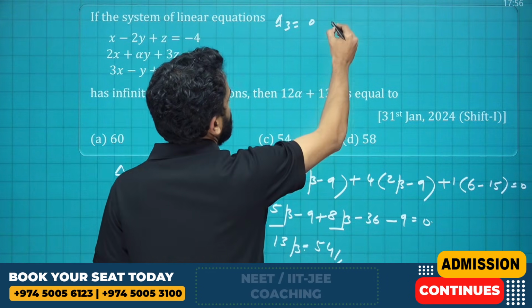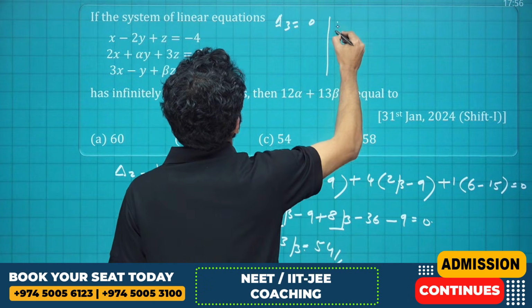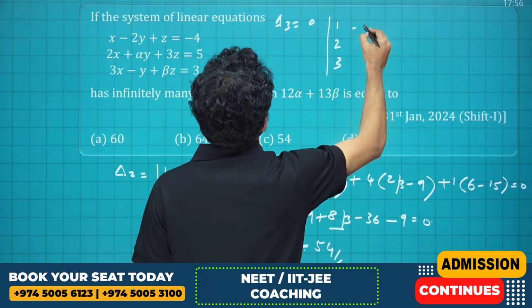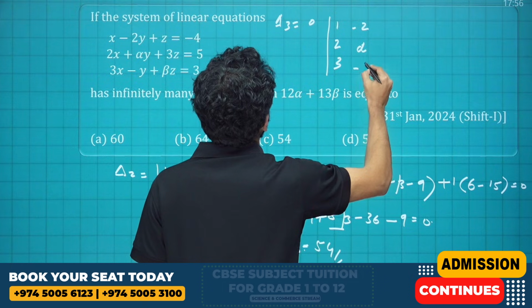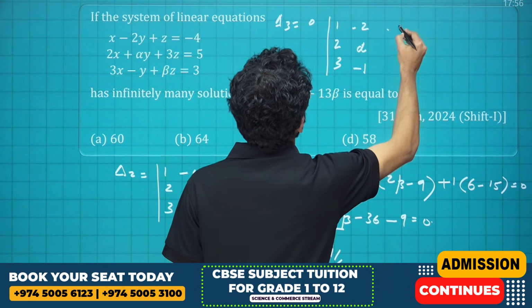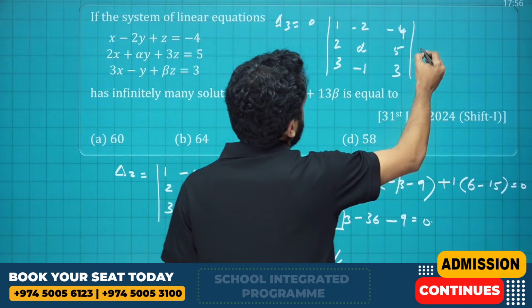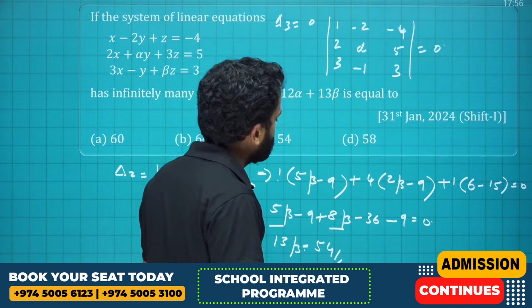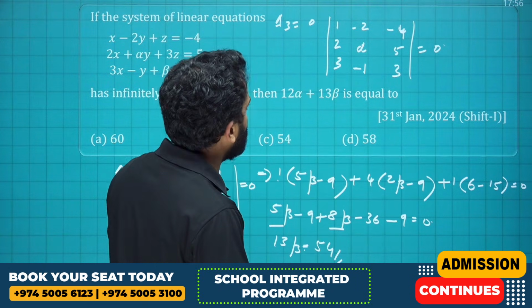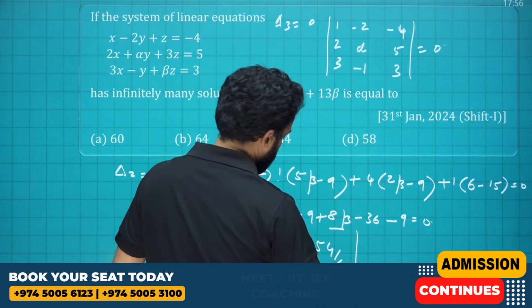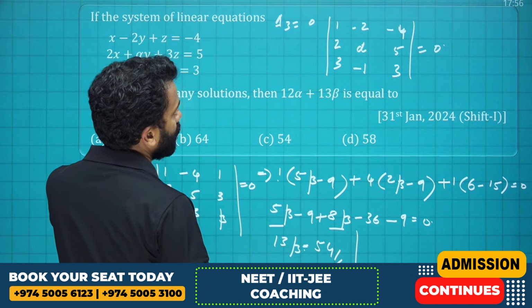And what is delta 3 actually? Delta 3 is the determinant with rows 1, 2, 3; minus 2, alpha, minus 1; and minus 4, 5, 3. Okay, this is what delta 3 is, and this should be equal to 0. If we equate it, we can do it in the next slide.